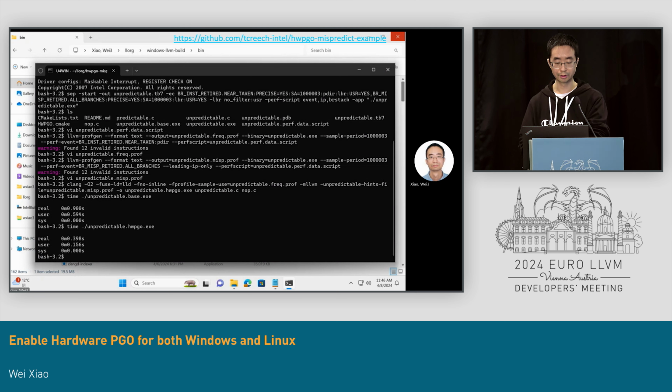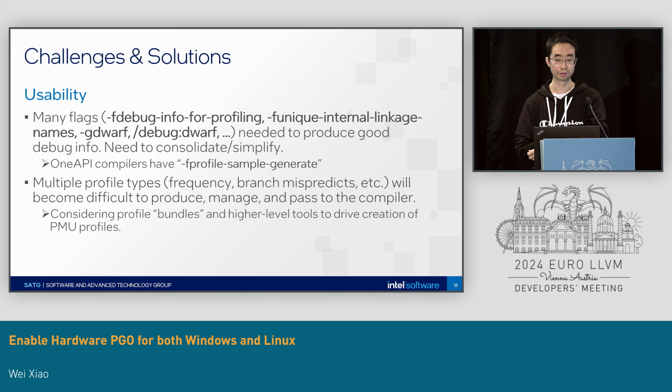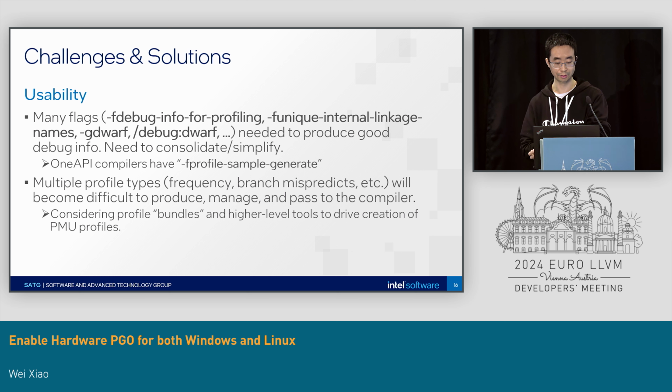So this is a quick demo for our hardware PGO capability. And most of the patches have already been upstreamed. So there are still a lot of challenges for our hardware PGO. The first one is usability. As you can see in the demo, we put a lot of flags into the command line to generate better debug information. But it's very hard for the ordinary users. We need some solution to simplify and consolidate these options.